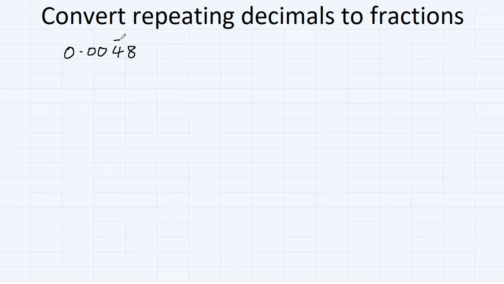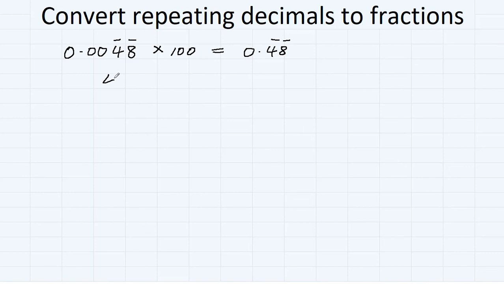0.0048 with the 4 and the 8 repeating. Now the problem we have here is these two zeros. If we can get rid of those, then we can just have the recurring part after the decimal point, and we can then solve this. Okay, so what we're going to do is multiply this by 100. This gives us 0.48 with the 4 and the 8 recurring.